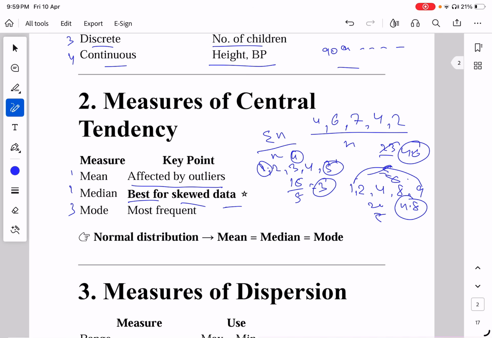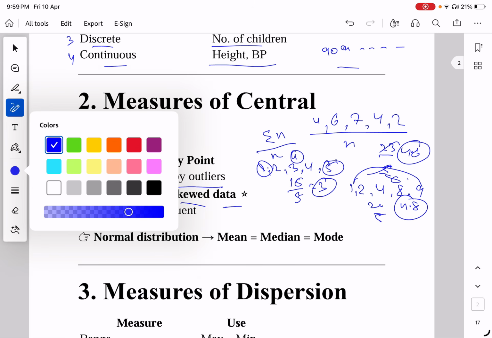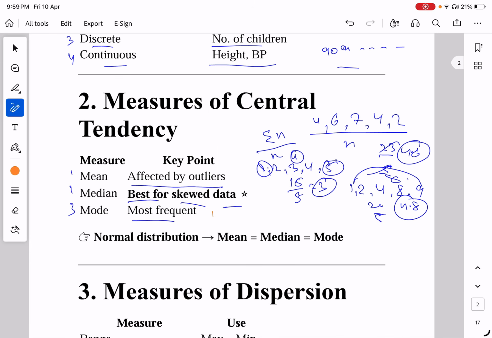Median is best for skewed data, meaning data that is not continuous. So median is the best measure there, and mode is the most frequent value in a particular group. Like if the data is 1, 2, 1, 4, 3, 1, 7, 1, which number is coming most of the time? 1, 1, 1, 1. Out of 8 numbers, 4 times we have seen 1. So the mode is the most frequent number. So 1 is the mode here.